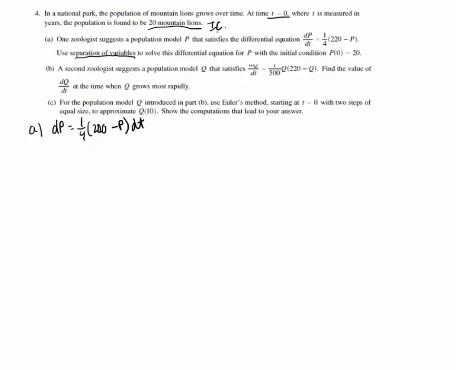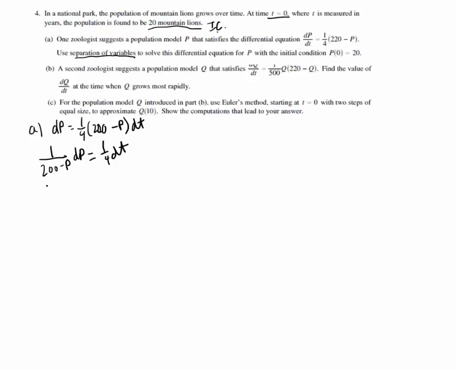So the 1/4 does not have to go with the P term. The 200 minus P does have to go with it, so I'm going to leave the 1/4 over there. So when I move it over here, it goes to the bottom: 1/(200 minus P) dP is equal to 1/4 dt, and I've now separated my variables.